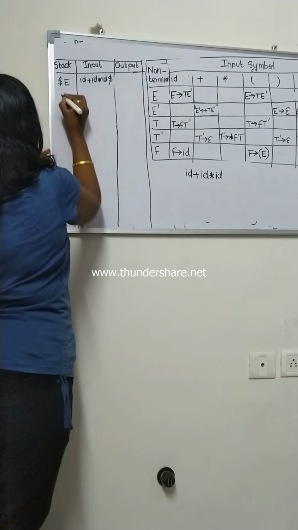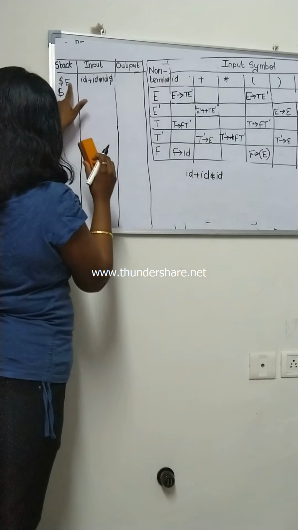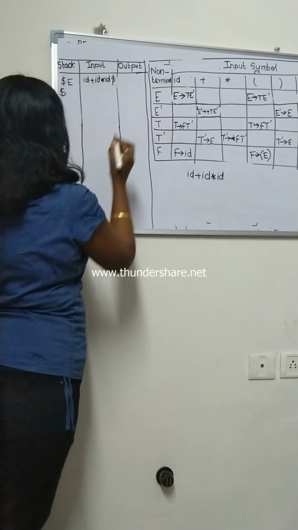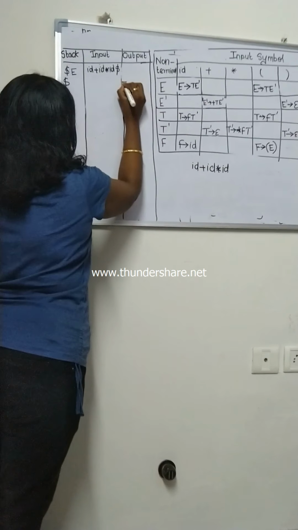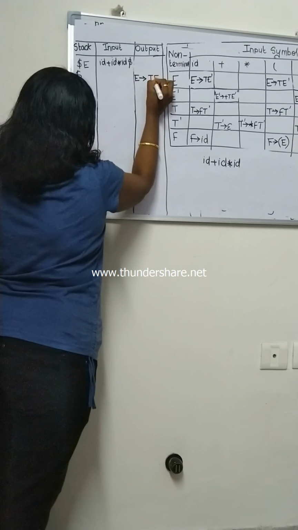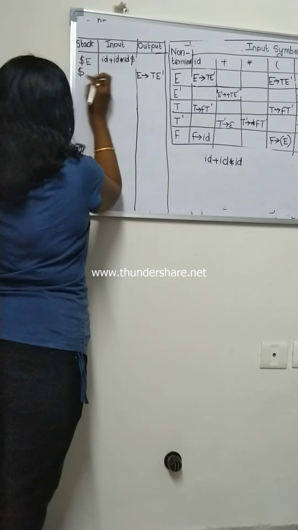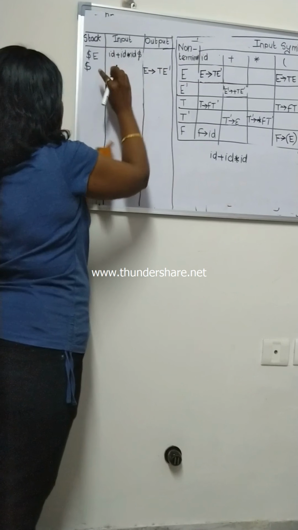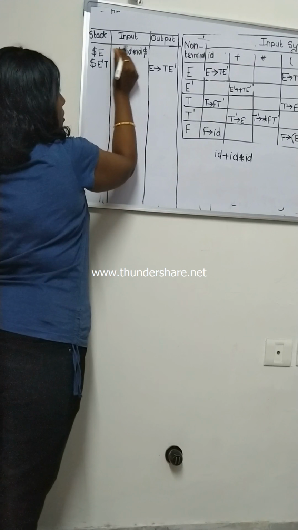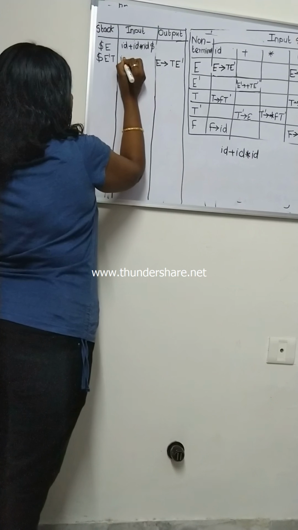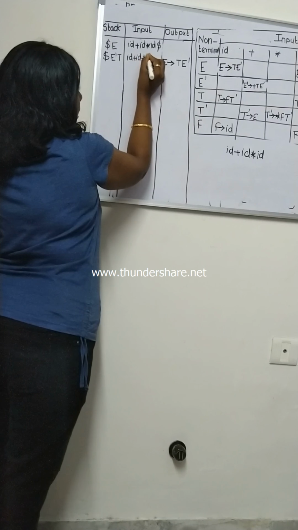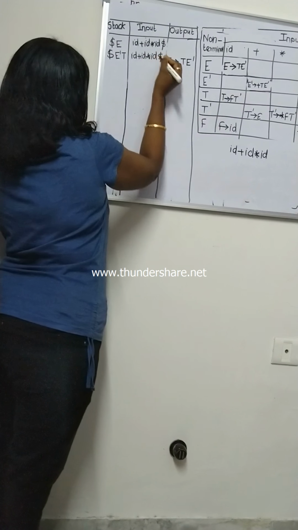Now we are going to see E row, ID column. E row, ID column. So I am going to write E derives TE dash. Now I am going to write in reverse direction: E dash T. There is no change in the input symbol: ID plus ID star ID dollar.